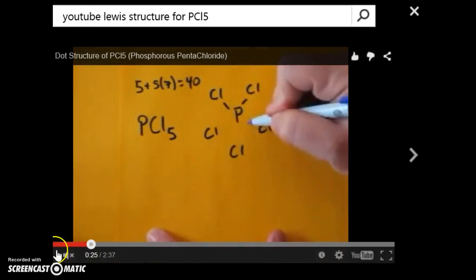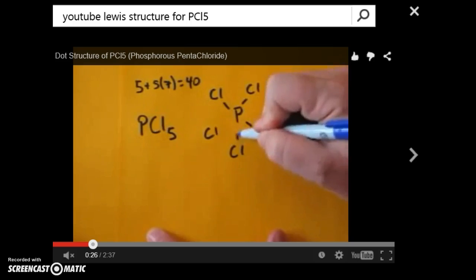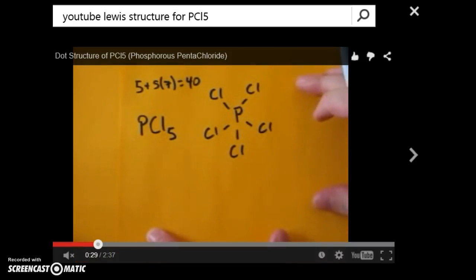Now that's a little bit different than what we've done in the past. In the past, phosphorus couldn't have more than 4. But because phosphorus is on the 3rd energy level, it becomes an exception. So there is nowhere else for that 5th chlorine to go, so it actually attaches onto the phosphorus as well. And phosphorus is allowed to exceed the octet rule in this scenario. Only elements on the 3rd row can do this.